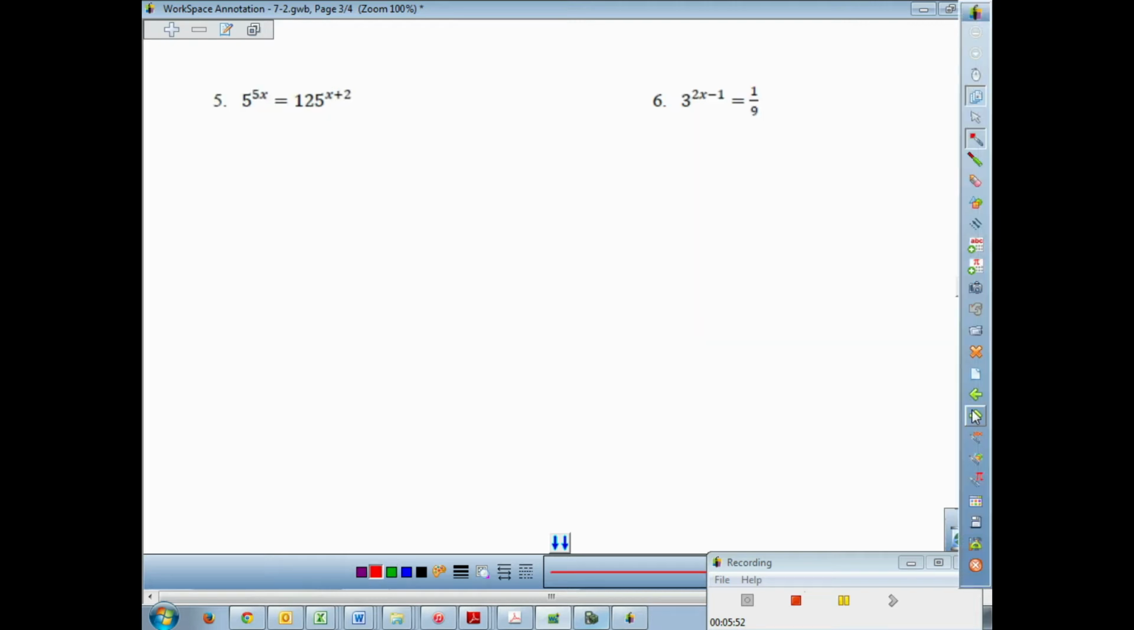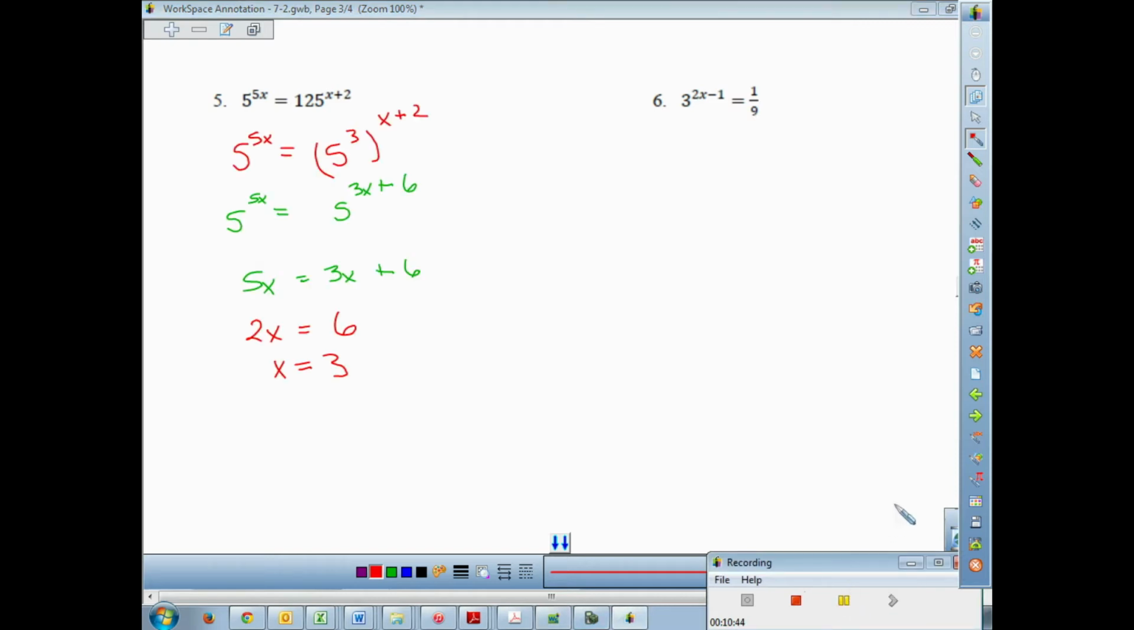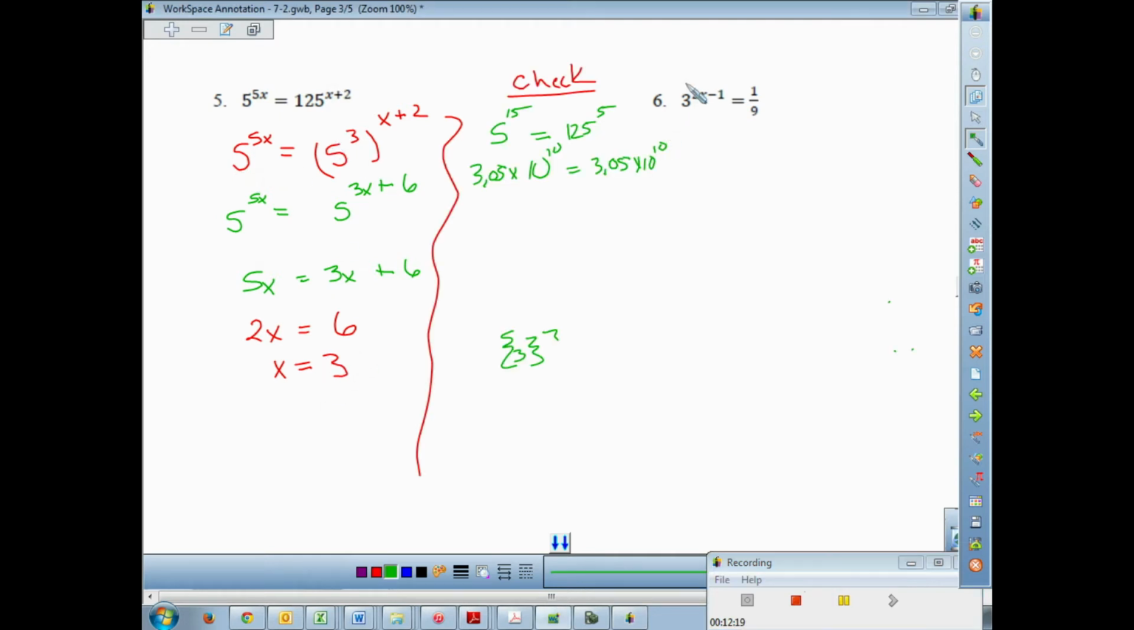Try 5 with a pal. Try to rewrite them as the same base. So, video land people, hopefully you tried it and got to the point where you can rewrite them both as base 5 and get this guy.